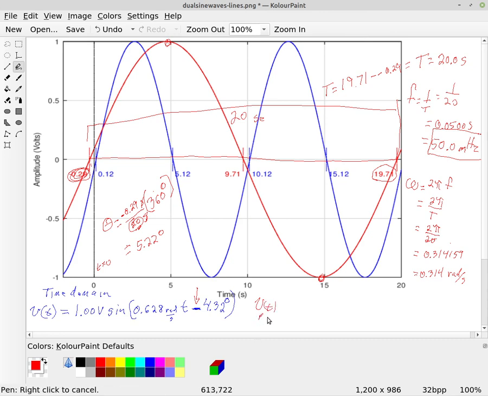So when we write the red waveform then, V of t, maybe I should just write this as red in case you're having trouble determining that. So V of t for the red, again, the peak value is 1, so it's 1.00 volts times sine of omega, and omega is 0.314 radians per second. And then we would multiply that times the time, and then we have our angle. And again, this one is ahead, and so we end up getting a minus, so it becomes a positive angle. So it's going to be a plus 5.22 degrees.